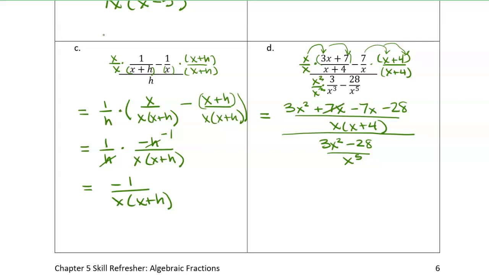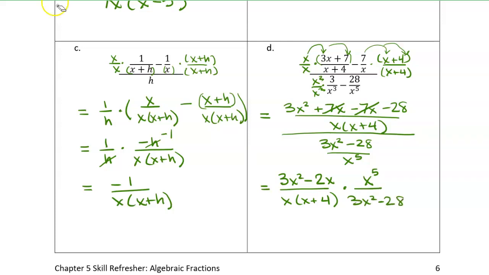And I can simplify the numerator of the numerator, right? I have a 7x and I have a minus 7x. All right, so I really just have 3x squared minus 28. So I'm going to write the numerator, 3x squared minus 28 all over x times x plus 4. And then I'm going to flip the denominator over. So I'm multiplying by the reciprocal of the denominator. So that is just x to the 5th over 3x squared minus 28. Whoops, it looks like I accidentally wrote 2x and I meant 28.